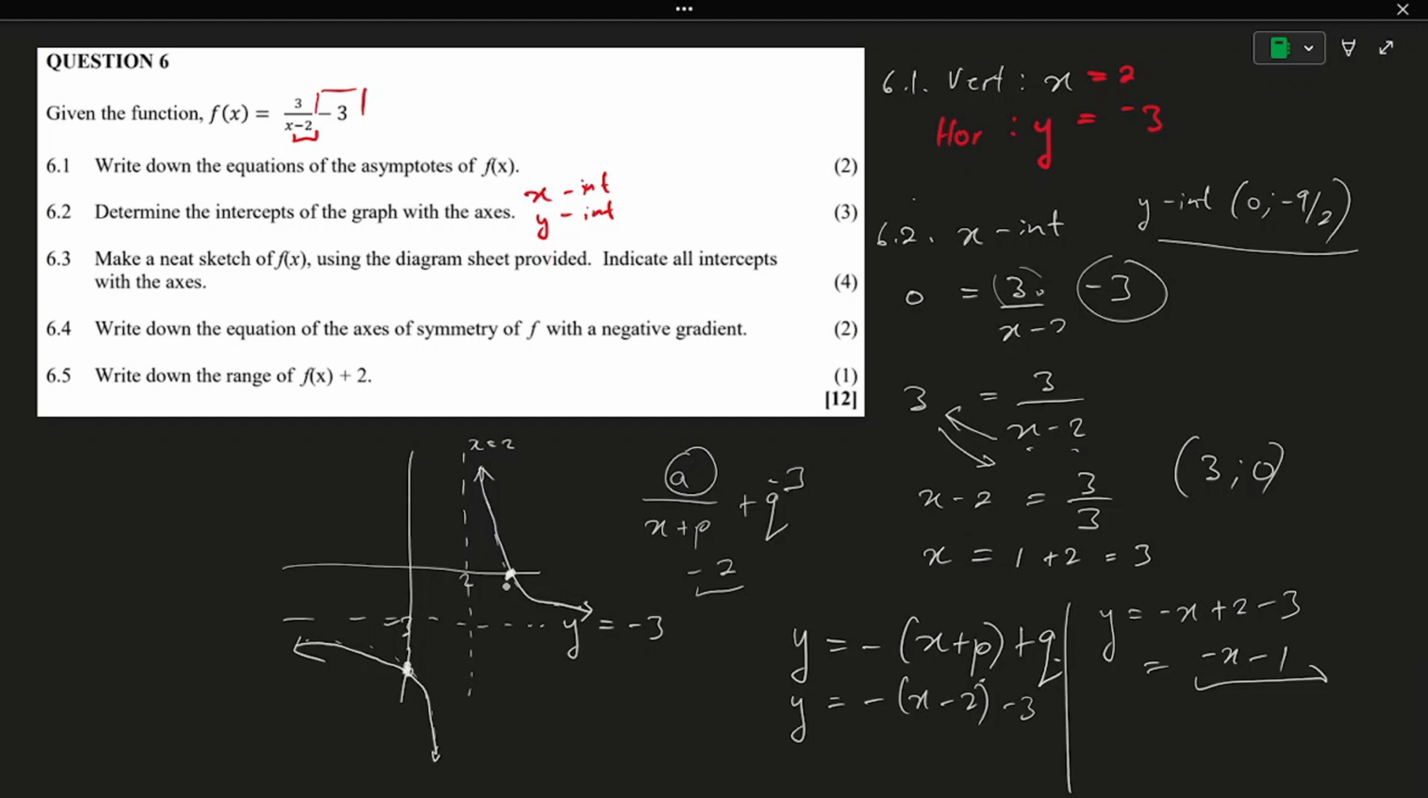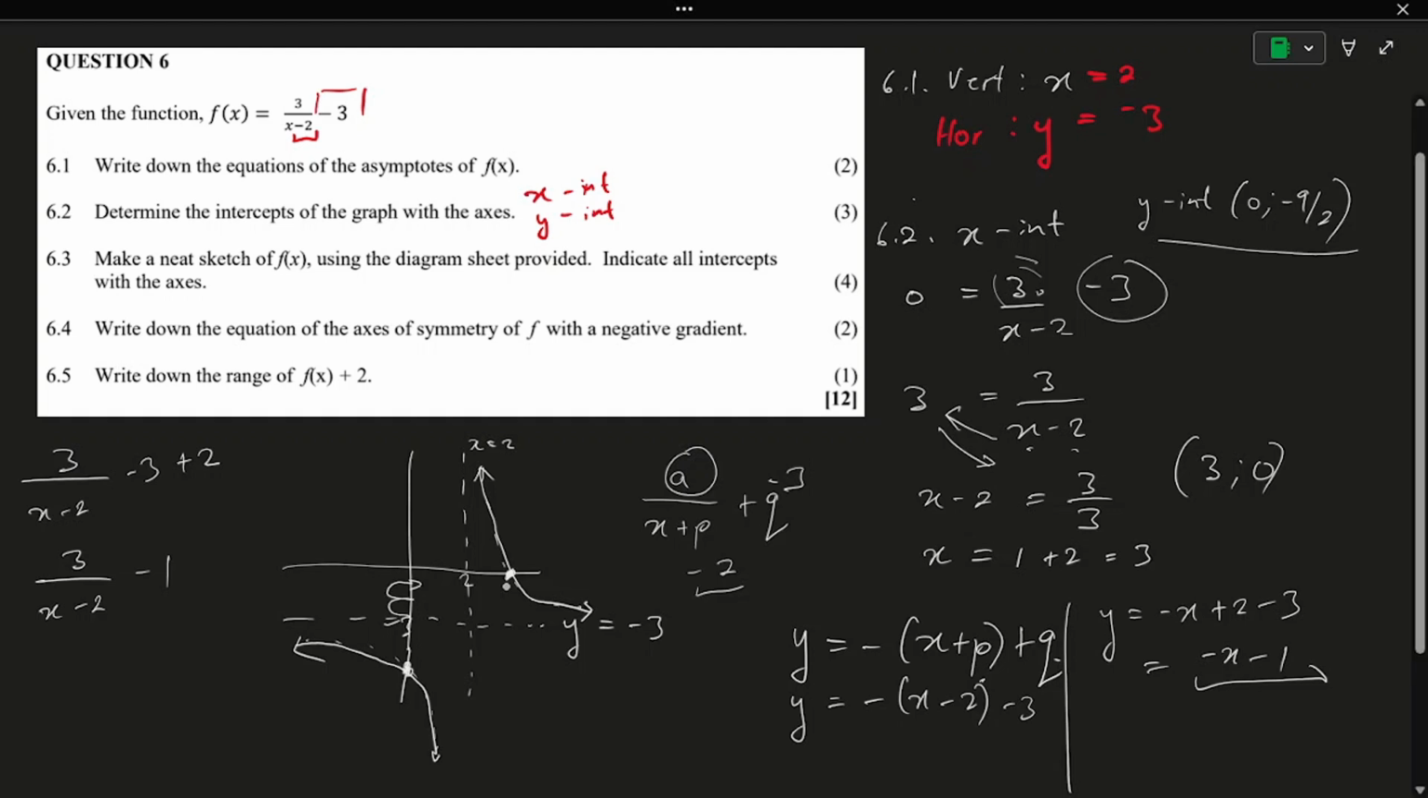For 6.5, it says, write down the range of f of x plus 2. Our function was f being equal to 3 divided by x minus 2, minus 3. So when we add the 2 to the function, we have 3 over x minus 2, minus 3, plus 2. This means our function now becomes 3 divided by x minus 2, minus 1. This shifts our horizontal asymptote by 2 units up. So in other words, our horizontal asymptote will be somewhere around there.